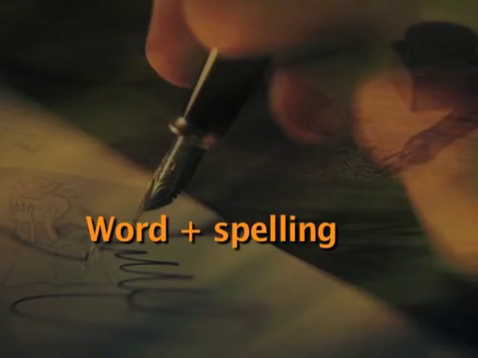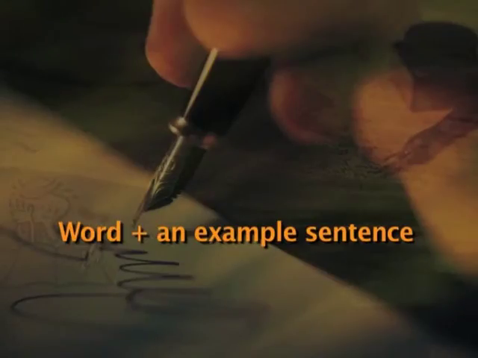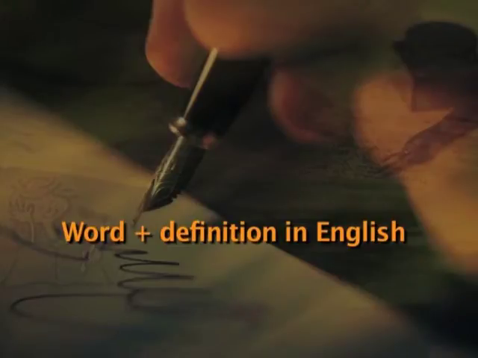Another technique is word plus spelling. Some learners are very good at spelling, therefore they try to associate the word's meaning with spelling and they remember. And other techniques like word plus an example sentence. Immediately when you find a new word, some learners know the meaning and immediately use this particular word in a new sentence and they remember it. Another technique is word plus definition in English. Immediately they look at the word, they refer to a dictionary and learn the definition and they remember it.